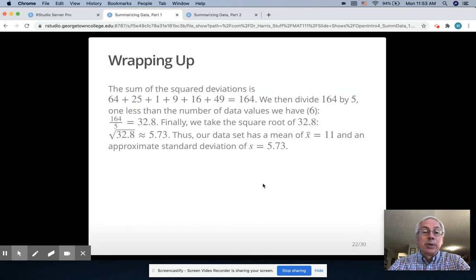I add these numbers up. And so if I add these up, I get 164. We take 6 and subtract 1 from it. If I have 6 data points, I'm going to subtract 1 from that, get 5. And so I'm going to divide 164 by 5. We get 32.8. And so my standard deviation is going to be the square root of 32.8, which is almost 5 3/4. So our data set has a mean of 11 and a standard deviation approximately equal to 5.73.